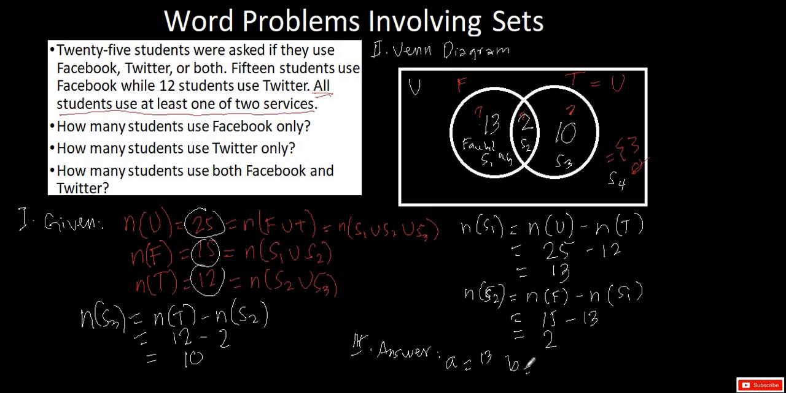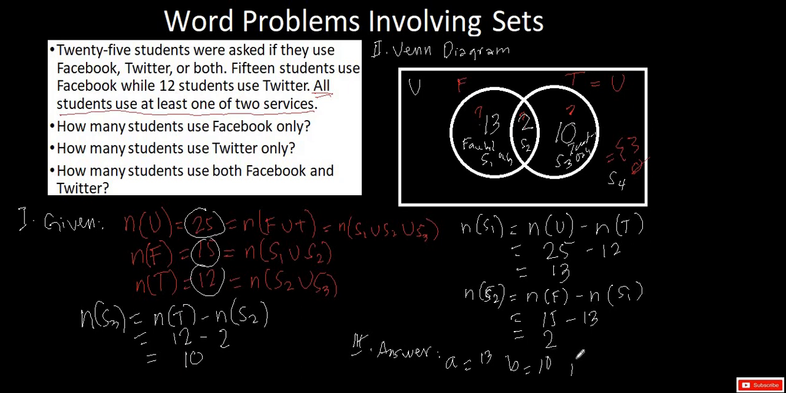Second question. How many students use Twitter only? So what region in the Venn diagram represents Twitter only? So we have S sub 3. So Twitter only. So therefore, the answer is 10.